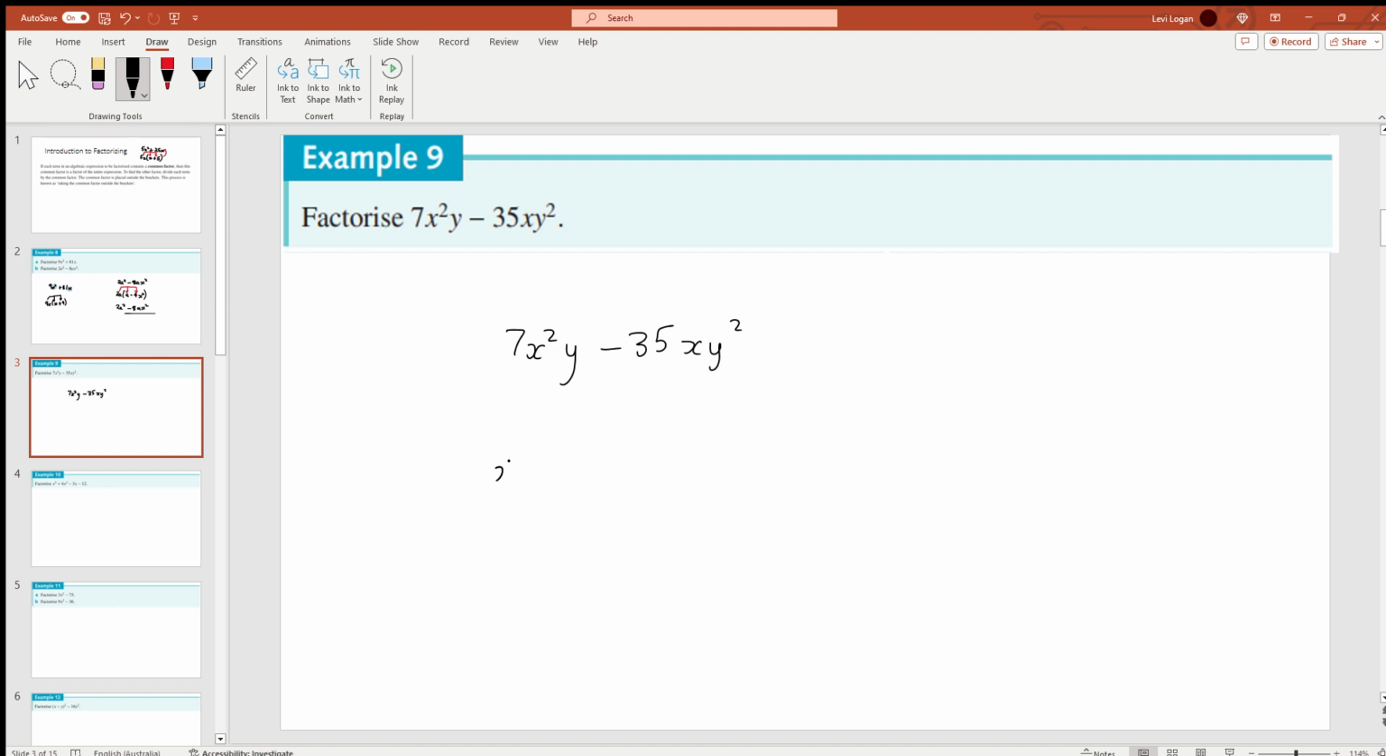So straight off the back, I can take out a factor of x and y. So what I'll be left with is 7x minus 35y. Now let's see what else. Can I factor out anything else? I have to look at pretty much the numbers now.